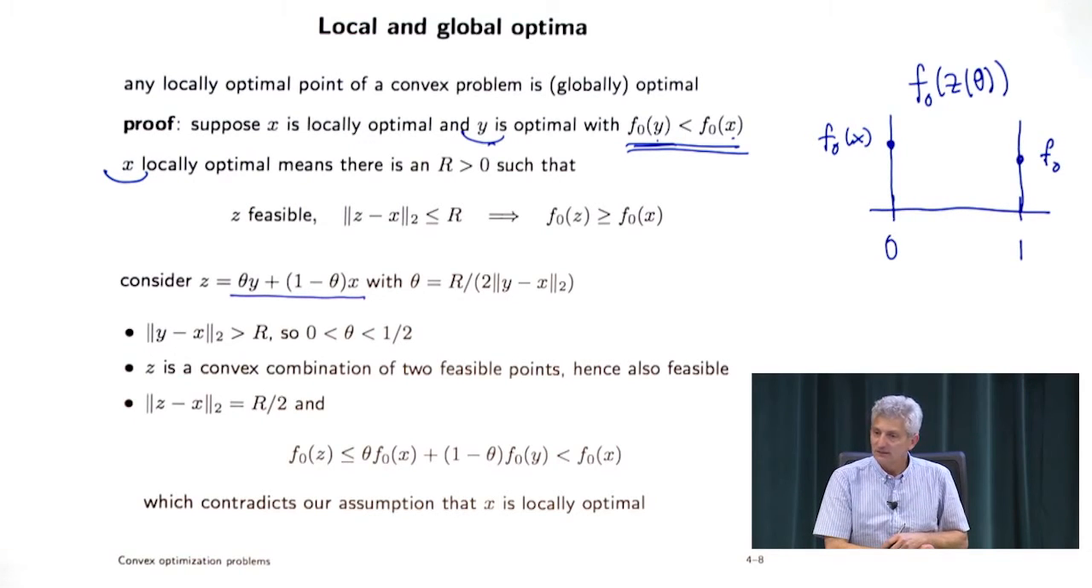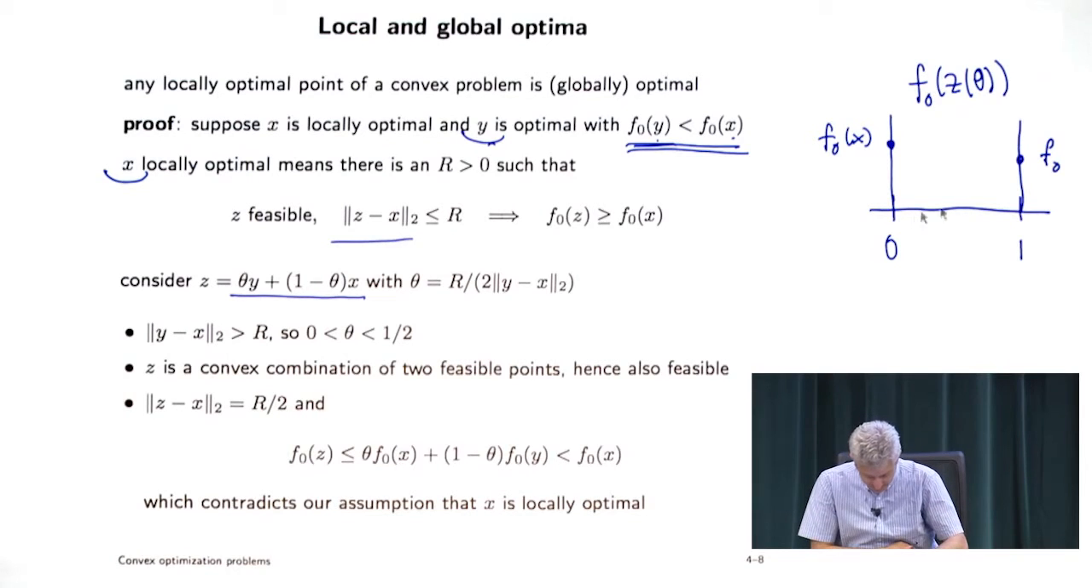Okay? But now, let's go back and look at the local optimality of x. That says that there's a little range like that, where in that range, you certainly can't do better than f0 of x because x is locally optimal. So that says that whatever happens here in the function, it has to be above that little horizontal segment. Okay? So that's the idea.